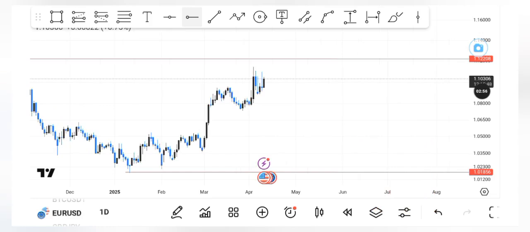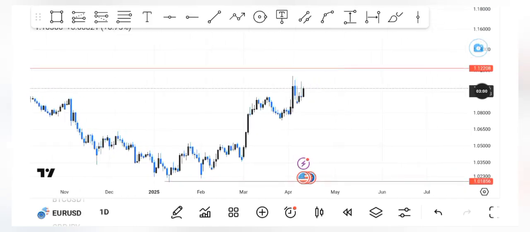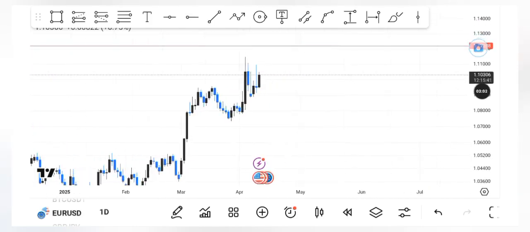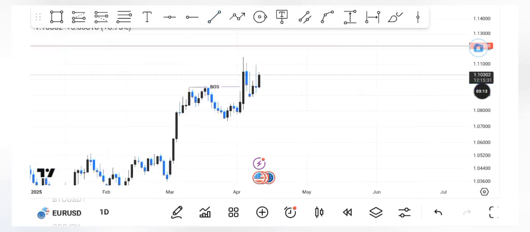So we are going to read into the internal structure from the daily time frame. From there, we shall be able to scale to the 4-hour. So for the intraday traders, you will be able to scale your trades inside. So this is our break of structure, the break of structure to the upside.